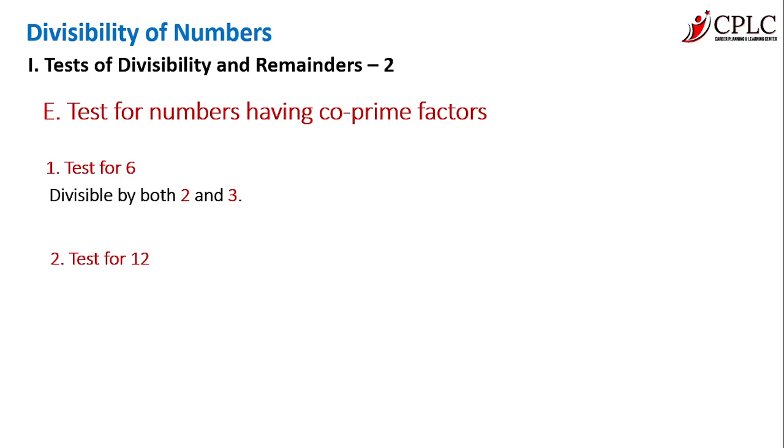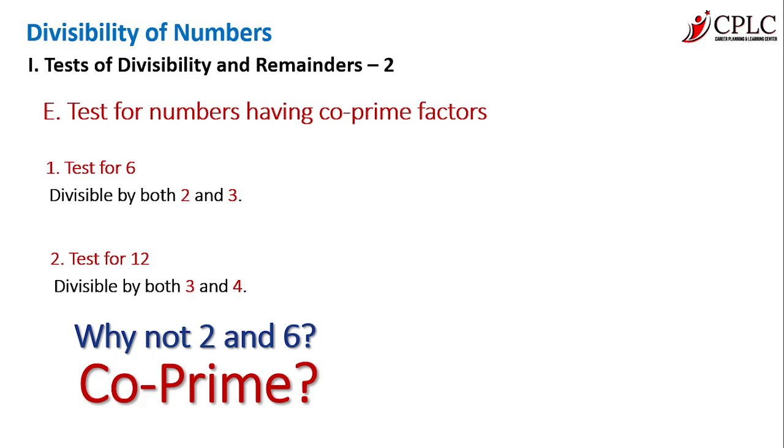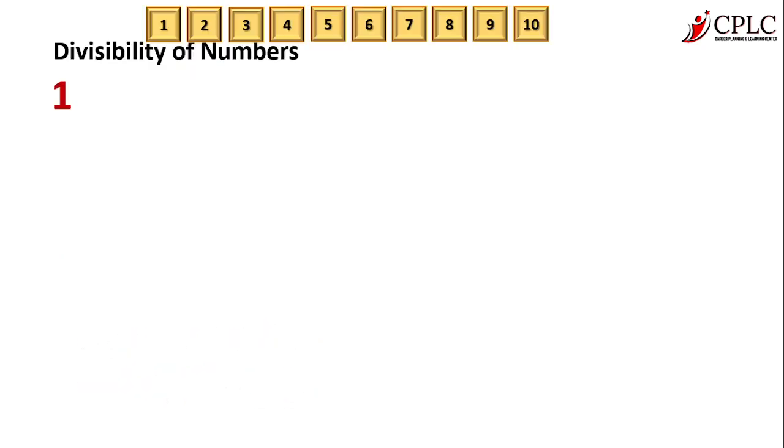Then for 12, it should be divisible by 3 and 4 both, because 3 and 4 are the co-prime factors of the number, and not 2 and 6. Why? Because 2 and 6 are not co-prime. That is the reason why we are checking with 3 and 4. In a similar way, you can also decide for certain other numbers. Let's say you want to check for 20. The co-prime factors of 20 will be 4 and 5. So if it is divisible by 4 and 5 both, then the number is also divisible by 20, and so on and so forth. So that is about this particular idea.